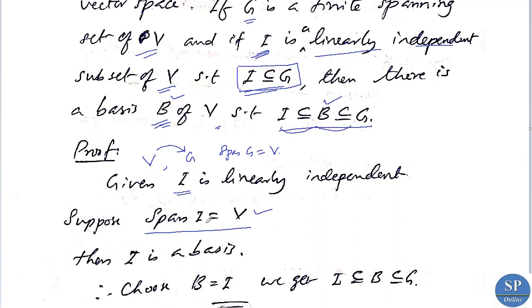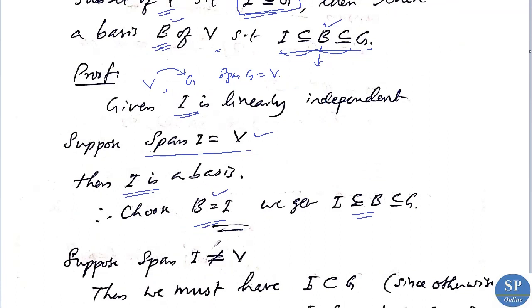So if span of I is equal to V, then I is a basis, because I is linearly independent. If span of I is equal to V, it means V can be generated by I, and by the definition of the basis, I is a basis. So in that case, we can choose B equal to I, and we get I is a subset of B, which is a subset of G. The proof is completed in that case.